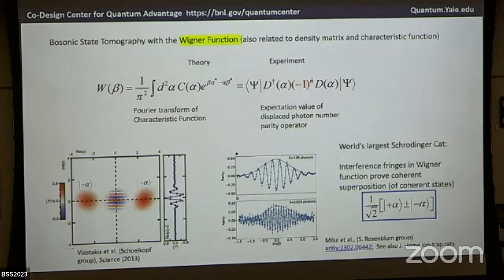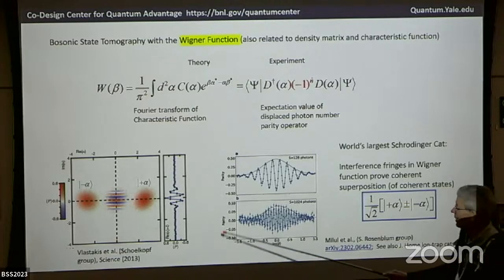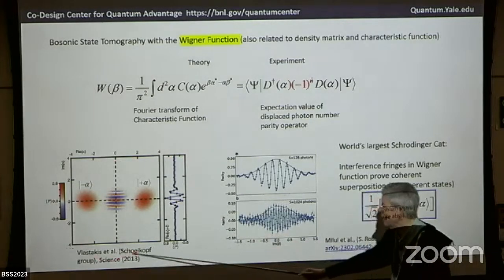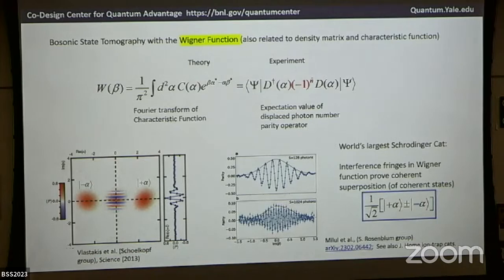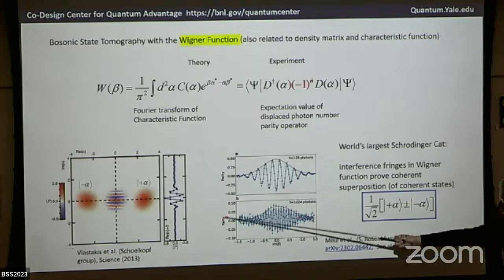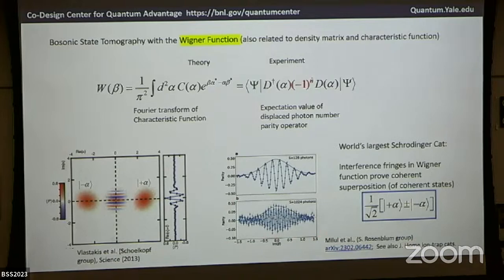We were very proud at this time to make one of the largest cat states in the world with 111 photons. But now Serge Rosenblum has gone crazy and made one with 1,024 photons. Really amazing.